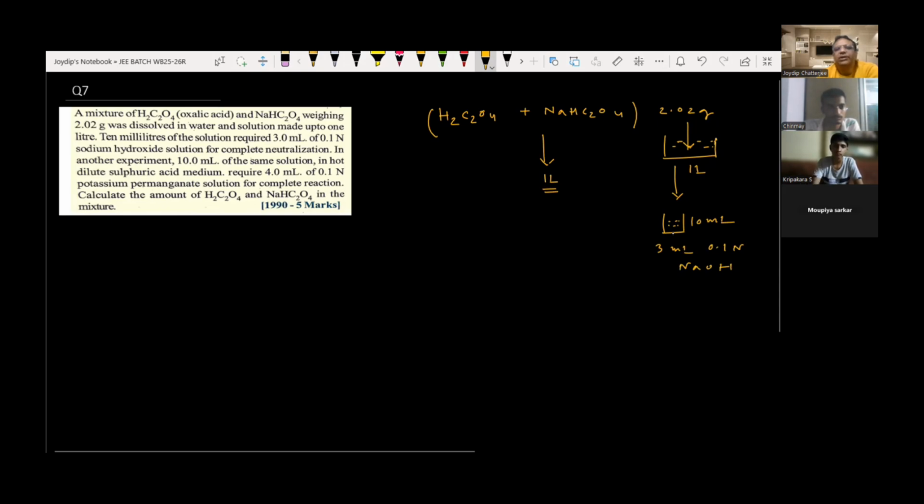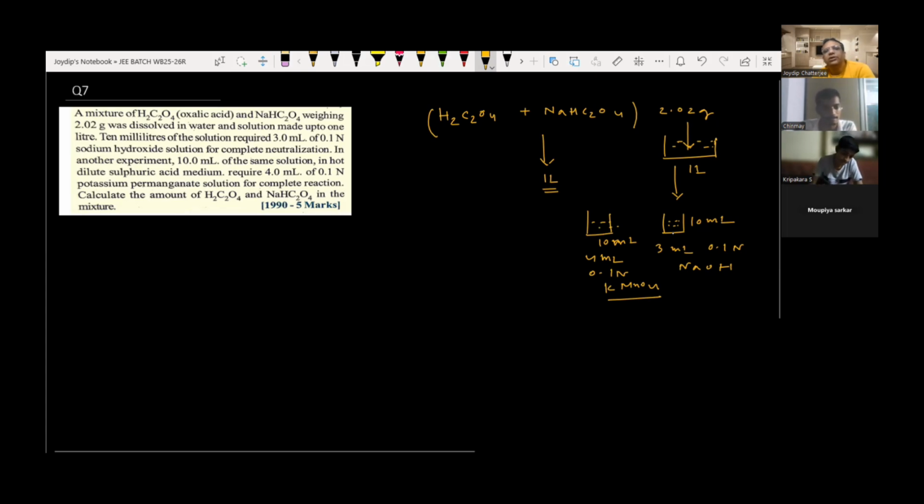In another experiment, 10 ml of the same solution in hot dilute sulfuric acid medium required 4 ml of 0.1 normal KMnO4 for complete reaction. Calculate the amount of C2H2O4 and NaHC2O4 in the mixture. This is the question. Got it? Yes, sir.